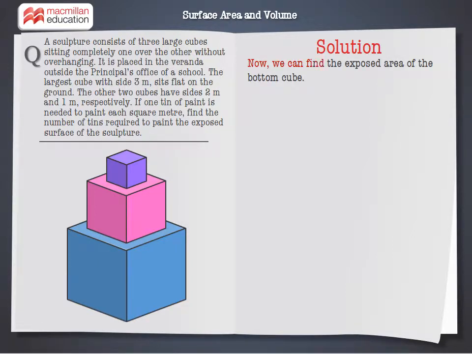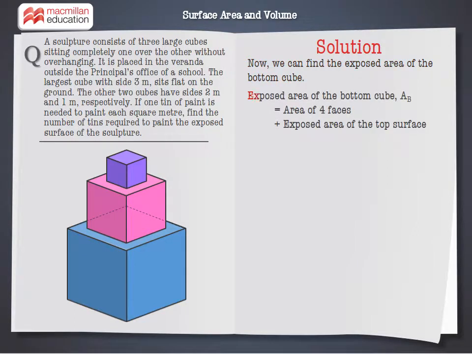Now, we can find the exposed area of the bottom cube. Exposed area of the bottom cube, AB, is equal to area of 4 faces plus exposed area of the top surface, is equal to 4 into 9 plus 5, is equal to 41 meters squared.